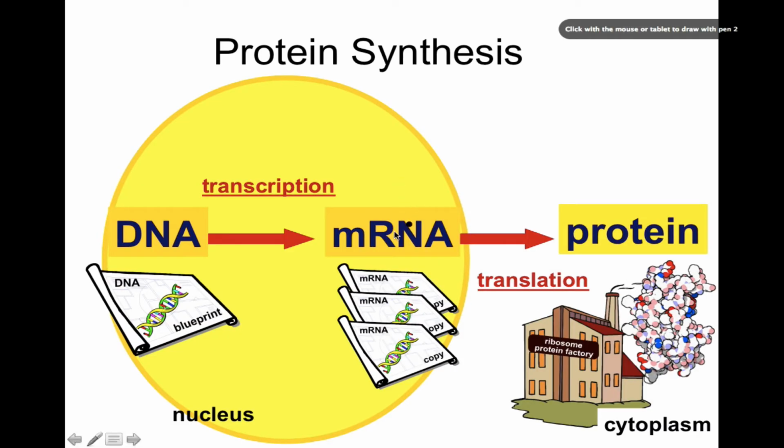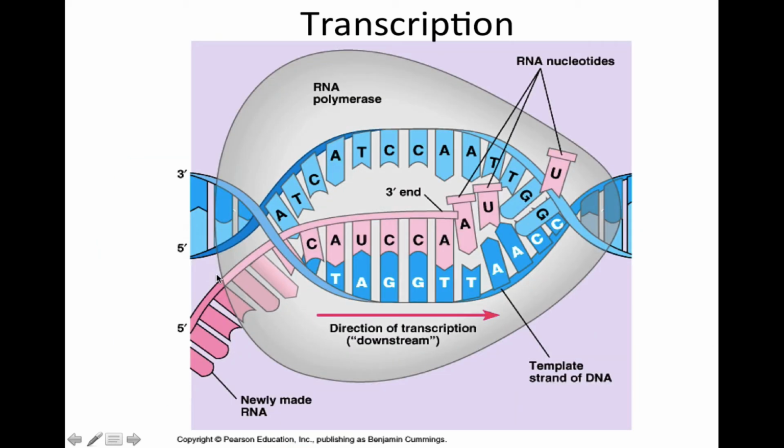Okay, so the first step that we talked about in the process of making a protein is called transcription. Remember, that's making messenger RNA from this DNA. So let's take a look at what that looks like in more detail. So in the process of transcription, we have this important enzyme called RNA polymerase. And RNA polymerase, this gray structure here, is going to be responsible for unzipping the DNA and then adding the RNA nucleotides based upon that DNA.